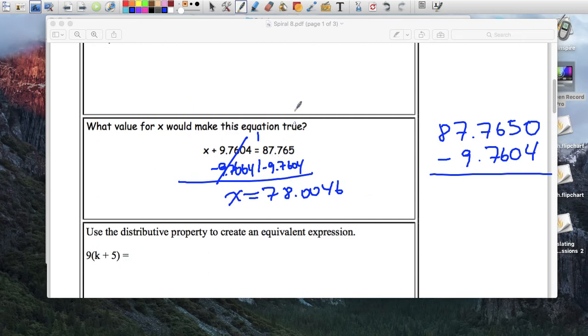Which is exactly what we just did over here. But the idea here is to think of an equation as something that's balanced, where the left side equals the right side. So if you subtract a value from the left side, you should subtract a value from the right side, just to keep it equal. Okay, so that's what this was about.